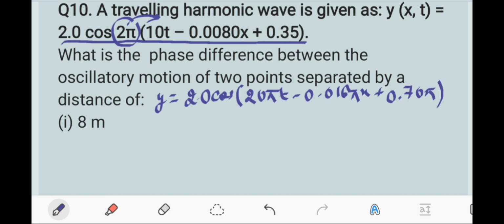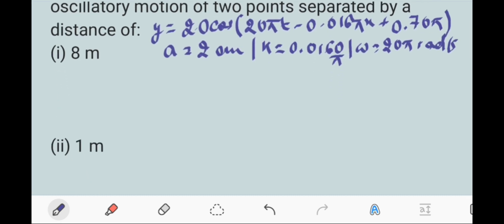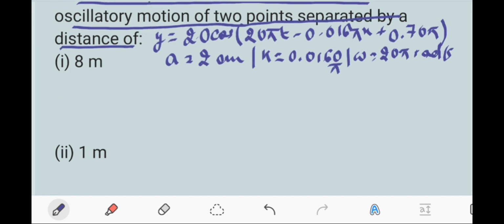Clear? And here we have the value of a, that is amplitude, equal to 2 centimeter, and we have the value of k equal to 0.016 pi. Similarly we have the angular frequency, that is omega, equal to 20 pi radian per second. And now let's solve it. First part: what is the phase difference between the oscillatory motion of two points separated by a distance of 8 meter?